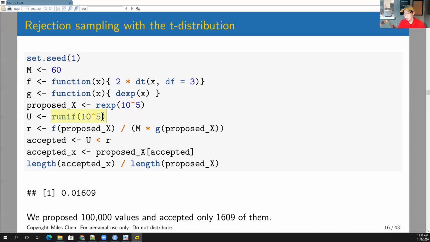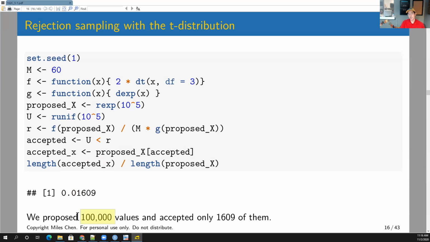So that's going to be 100,000 random uniform values. And then my acceptance ratio is going to be f divided by m times g of x. Okay, and so this becomes a logical vector, true or false, depending on whether u is greater than or less than r. And then of the proposed values, we're going to just keep the ones where accepted is true. So accepted x is proposed subset of x accepted. And then if we look at how many values we've kept, the length of our accepted x divided by the length of the proposed x, we've only accepted 1.6%, okay?